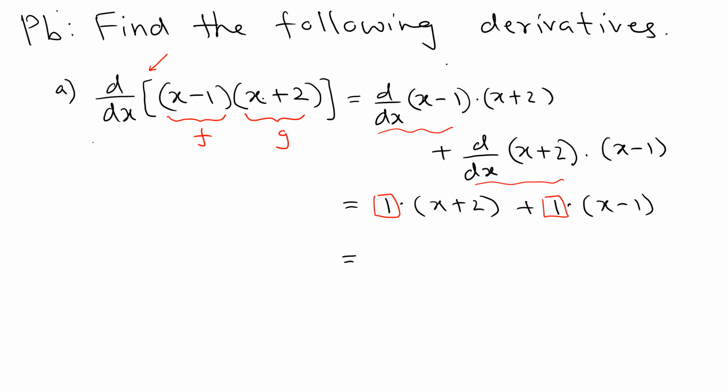And then what we do is simplify. When you simplify, there are x and x, so you get 2x, and then we have a 2 and you subtract 1, so you get 2x plus 1. So that's the derivative of the expression. Let's look at the next one.